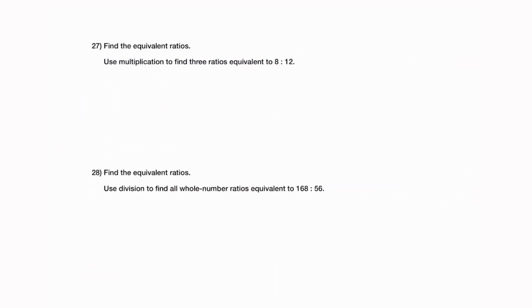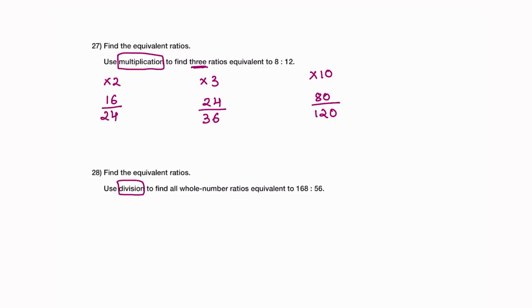Find the equivalent ratios. Use multiplication to find three ratios. You have to have three more and you have to use multiplication. Equivalent to 8 over 12. So let's say we multiply by 2. So this will become 8 times 2 is 16 and 12 times 2 is 24. Let's multiply by 3. 8 times 3 is 24 and 12 times 3 is 36. And let's do times 10 now. 8 times 10 is 80 and 12 times 10 is 120. Done.